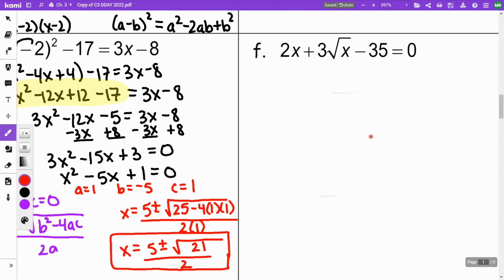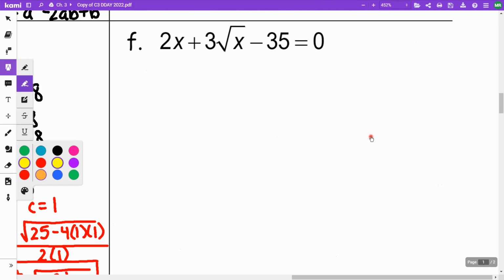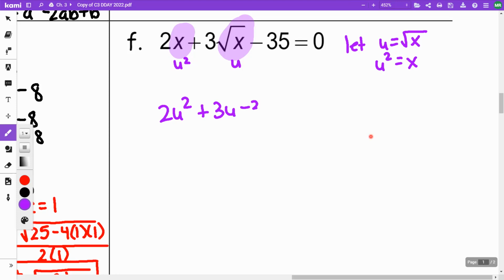For F, this is one of the ones where you're going to let u equal. So I notice I have a square root here and an x here. So I am going to let u equal the square root of x, and that means u squared is x. So this is going to become my u squared. This is going to become my u. So I'm going to rewrite this as 2u squared plus 3u minus 35 equals 0.